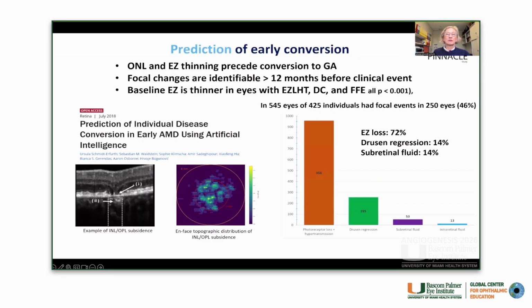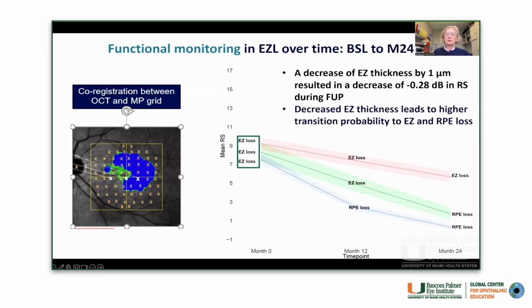Why would that matter? It would matter because GA is an irreversible disease, so screening and finding early lesions is key. We could show earlier that ONL and EZ thinning precede conversion to GA for a long time, mostly more than 12 months. And this thinning is very subtle in the beginning. We could also see that baseline EZ was primarily thinner in eyes that develop very early lesions, as shown in a Pinnacle study following more than 400 intermediate AMD patients all throughout conversion, which was mostly triggered by EZ thinning.